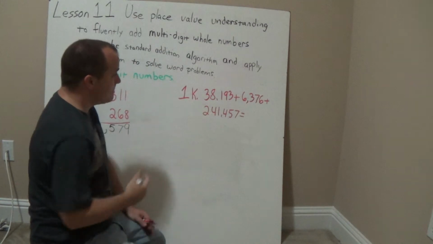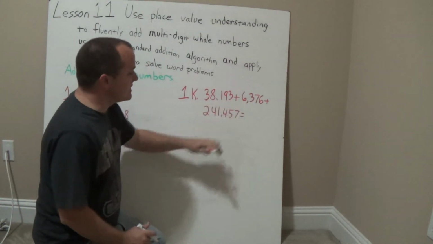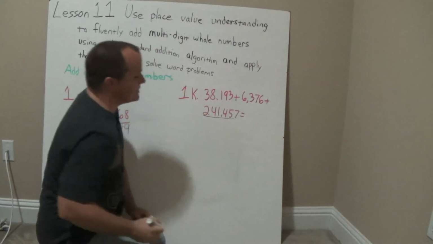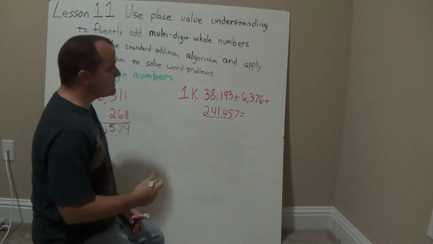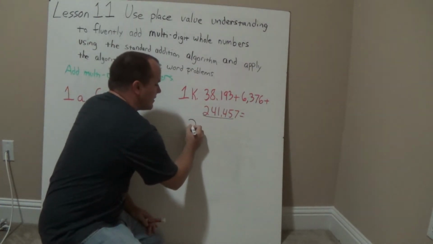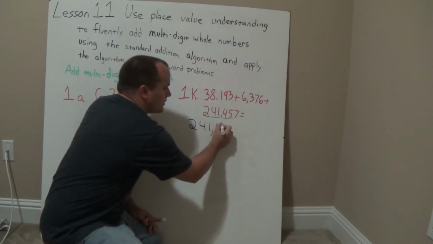So, what's my biggest number? Well, this number has 5 digits, this one has 4 digits, this one has 6 digits. If a number has 6 digits, it's the bigger of these numbers. So I'm going to rewrite this number here, 241,457.